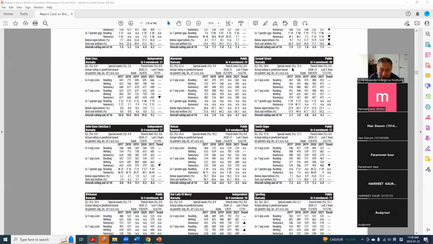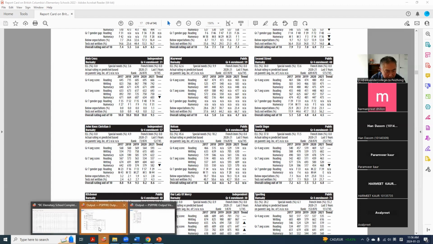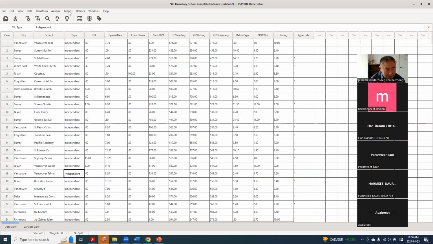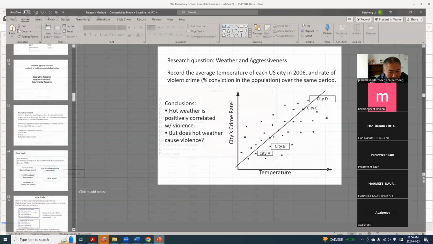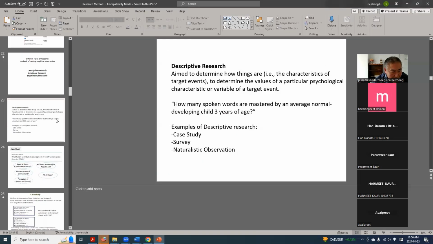Does the percentage of special needs students relate to reading? That's correlation research. And among these 3 scores, you can look for correlation. Reading and writing. Are they highly correlated with each other? They are. Let me show you how to look for correlations. First, I'm going to show you some graphs. Remember this word. I'm doing a scatter plot. I'm going to show you where in the slides I talk about scatter plot.